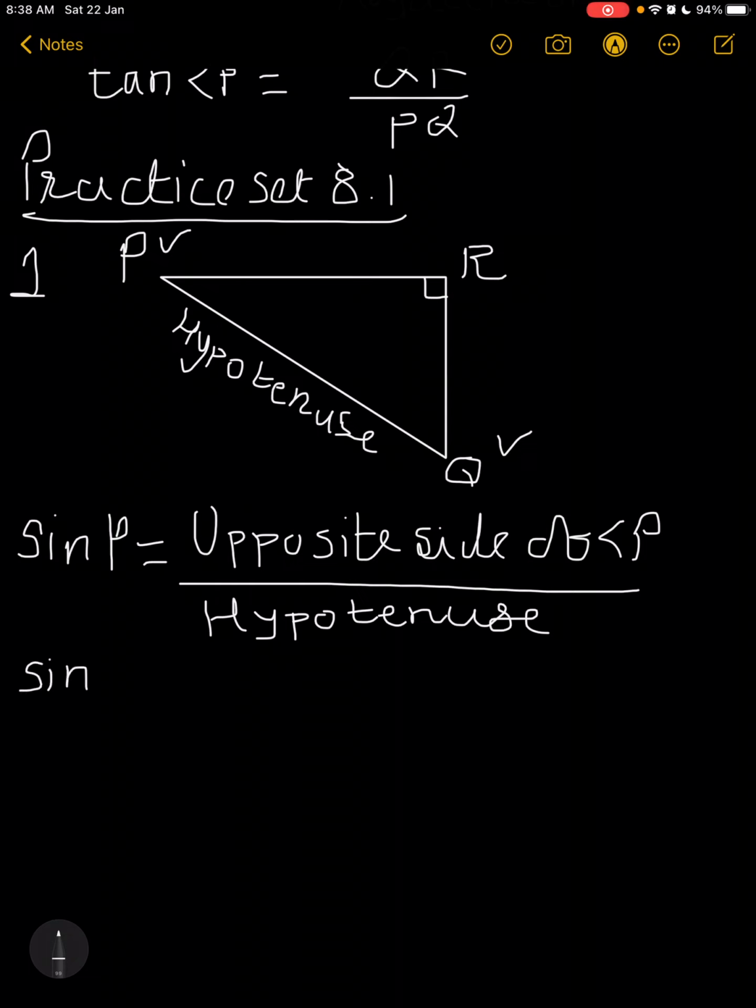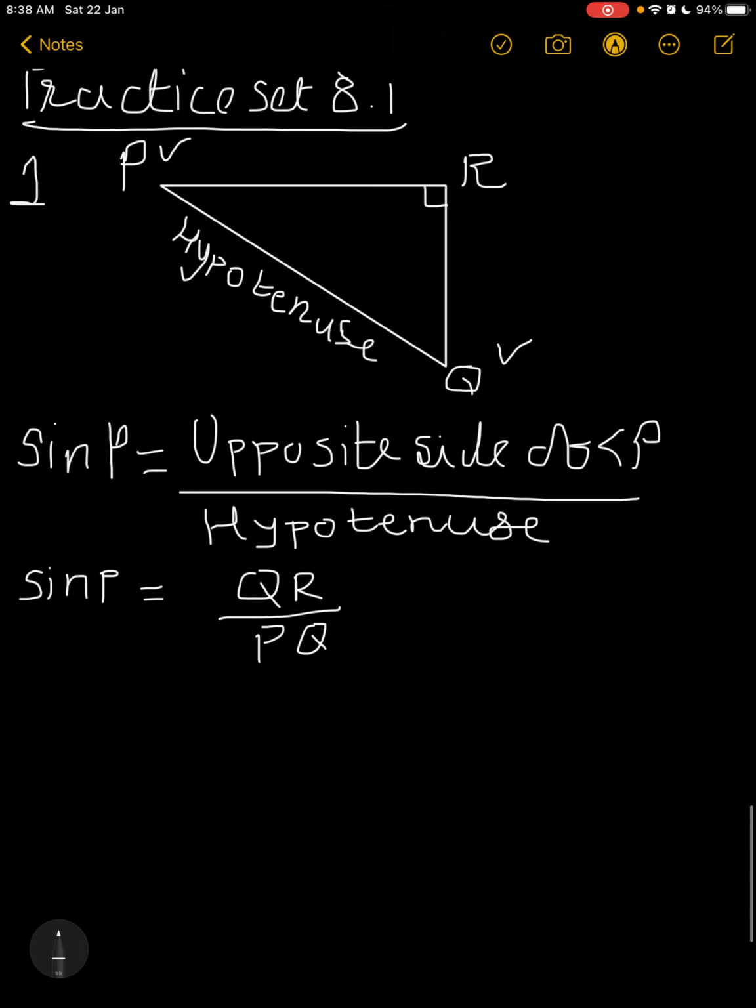Therefore, our ratio number 1, sine P. I told you in the beginning the opposite side of angle P is QR, so I will write here QR, and the hypotenuse is PQ. Sine P will be QR upon PQ. Hope all students are getting the answer of the very first question, where we have shown sine P in the given triangle PRQ. Then the second ratio we have to write is cos Q.